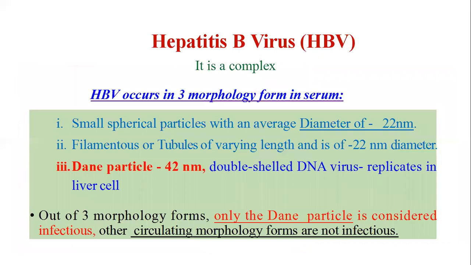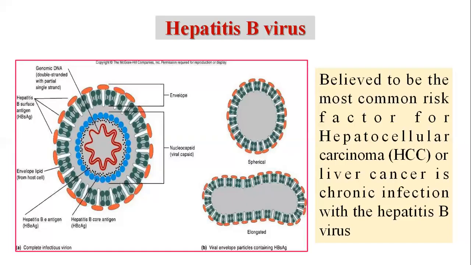Hepatitis B virus is indeed a complex virus because it occurs in three different morphological forms in serum. Here you can see in the first slide these three different morphological forms. The smaller spherical one and the tubular or helical, elongated form are generally the non-infectious forms. Whereas the larger spherical particle, on the left-hand side in the picture, is the infectious particle, known as the Dane particle.